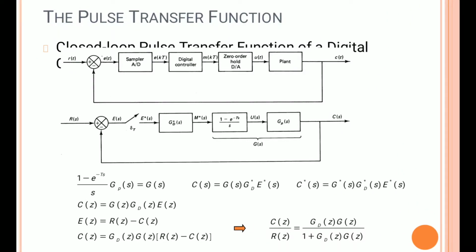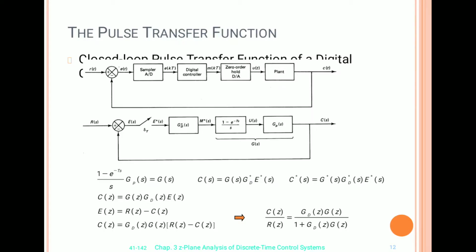The sampled analog to digital, that is in the part of the E(s). The sampling is E*(s). In the digital controller, it is represented by GD*(s). Its output is the M*(s). Zero order hold, remember this value for the zero order hold digital to analog converter, gain is (1 minus e raised to minus Ts) upon s. This is the gain of zero order hold. Then the plant is represented by Gp(s). Then the output is there.